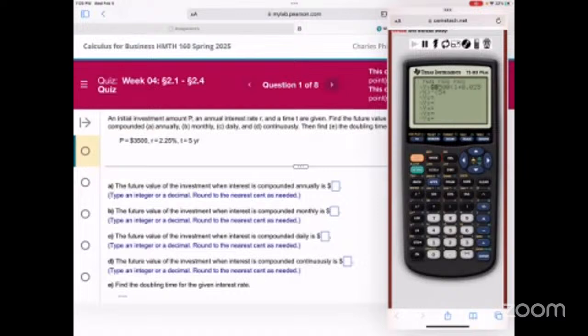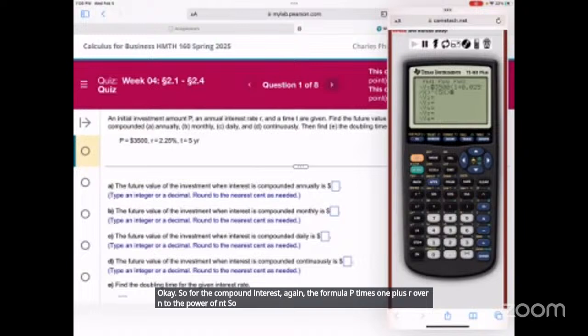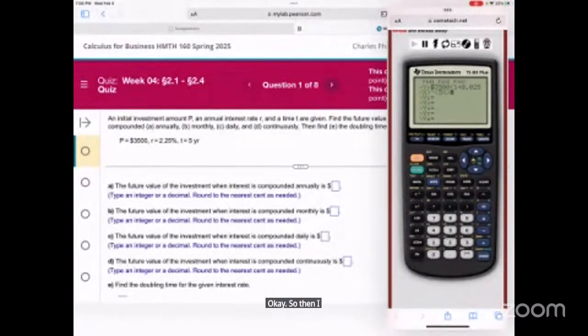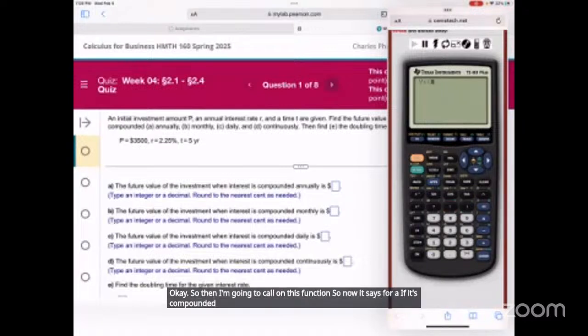Okay, so for the compound interest, again, the formula: P times 1 plus R over N to the power of NT. So that's the 3,500 times 1 plus R, 0.025, over N to the power of N times T. That looks good. The only thing that's changing is the number of compoundings per year. Then I'm going to call on this function. For part A, if it's compounded annually, that means we have 1 compounding per year. So we're going to let N, or our X, be 1.